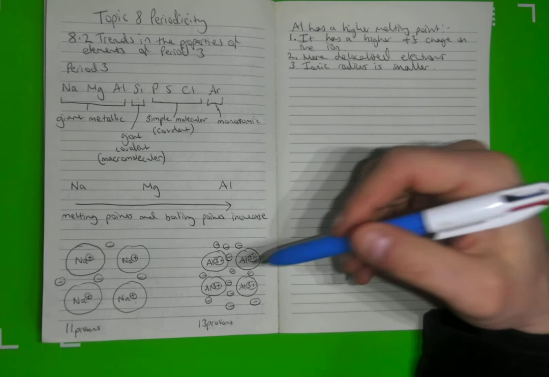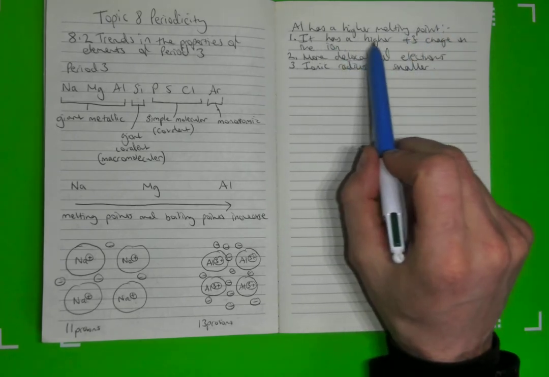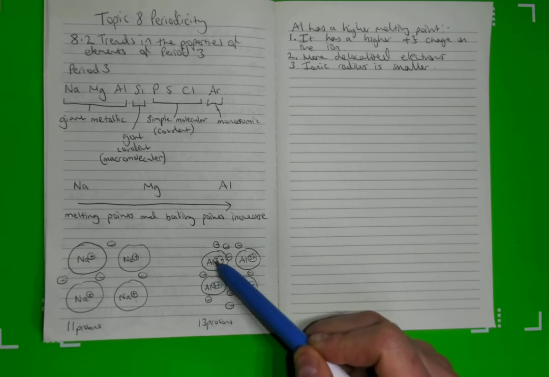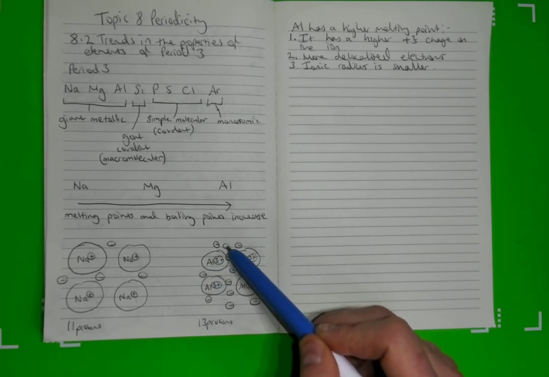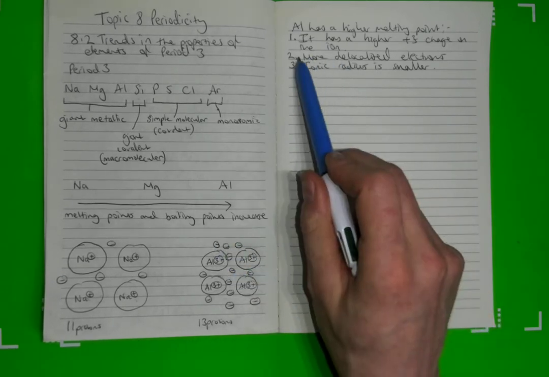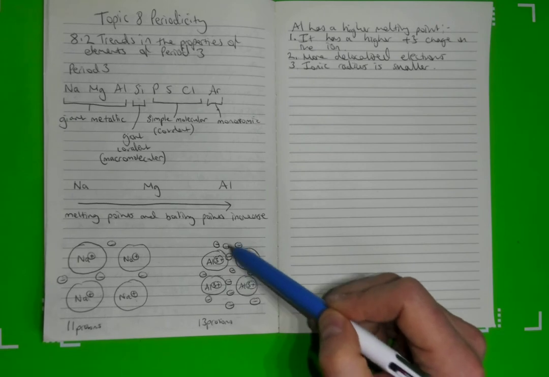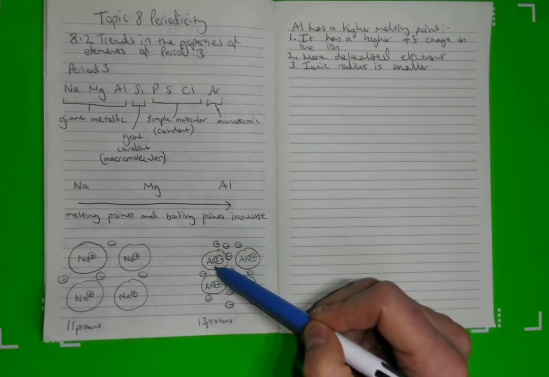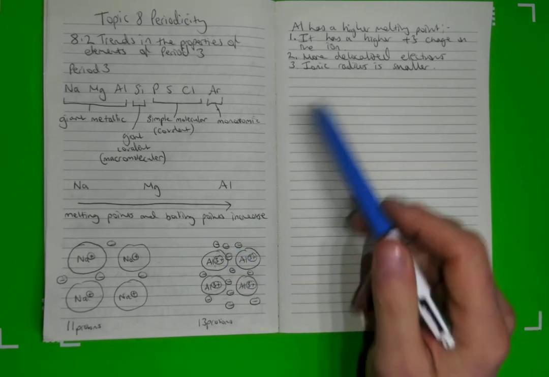higher melting point. Well, if you've got a higher 3+ charge on the ion, then the higher the charge, the more the electrostatic attraction between the ions and the delocalized electrons. The more delocalized electrons you've got, the second point, then the higher attraction between the delocalized electrons and the ion. Number 3, the ionic radius is smaller.